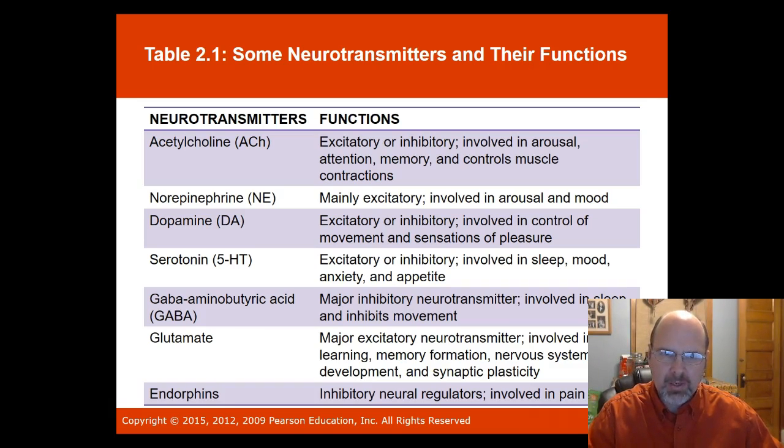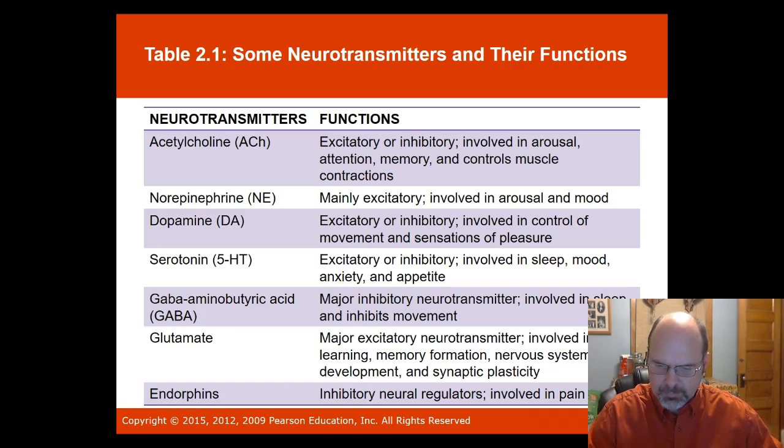This shows some different neurotransmitters and their functions. ACh is excitatory or inhibitory, and it's involved in arousal, attention, and memory. Norepinephrine is mainly excitatory. It's involved in arousal and mood change. Dopamine is excitatory or inhibitory, but it's involved in the control of movement and sensations of pleasure.